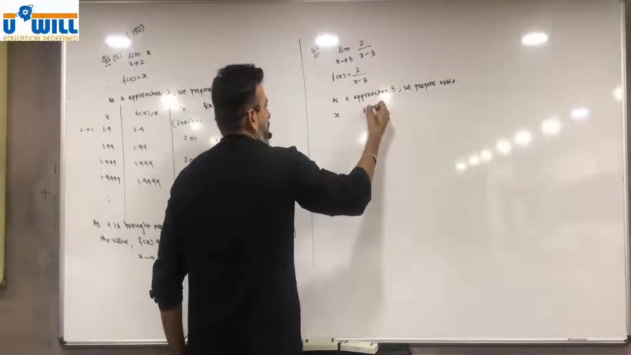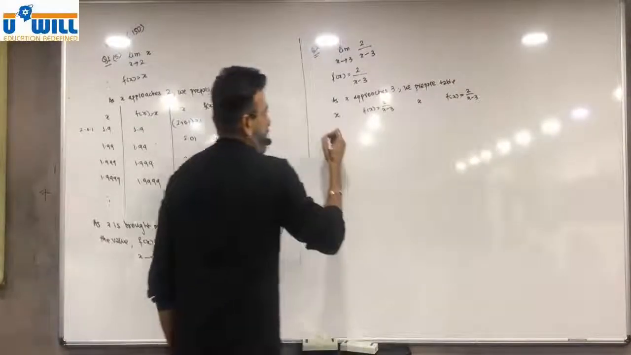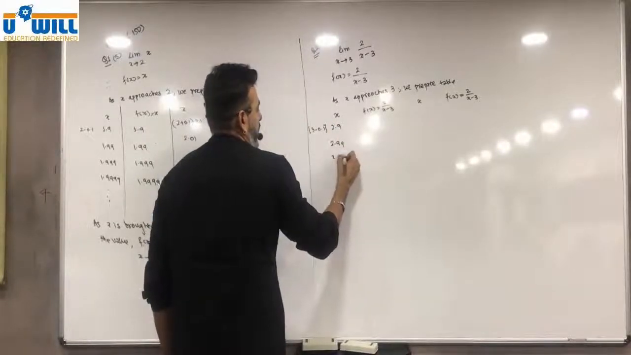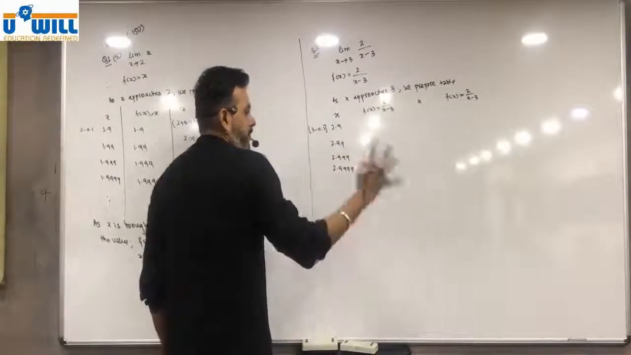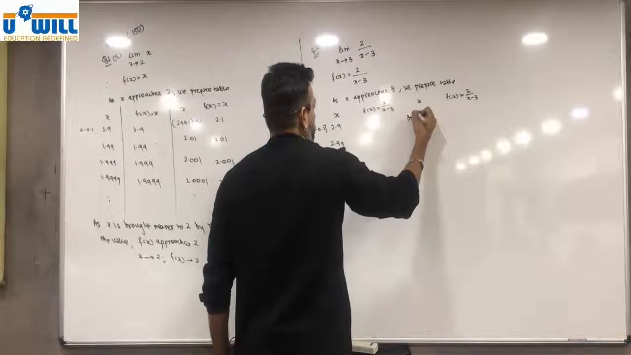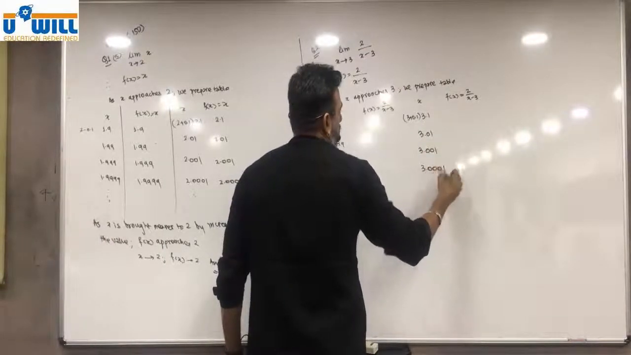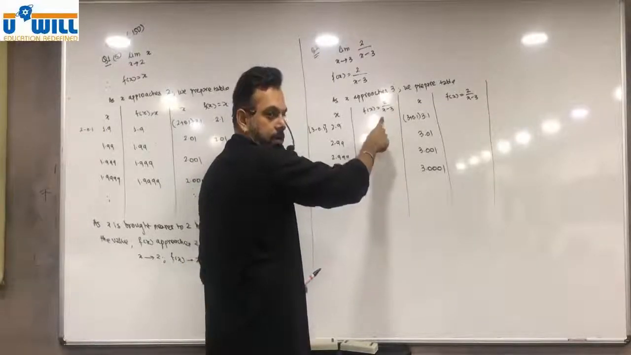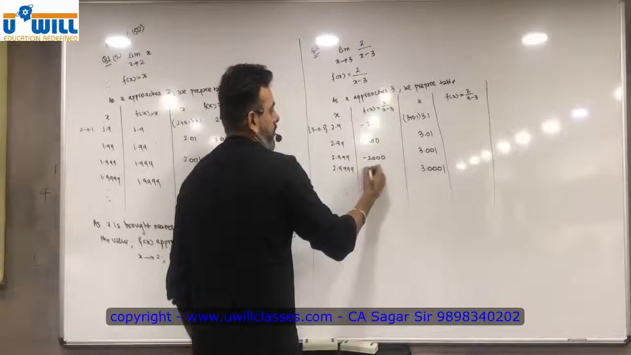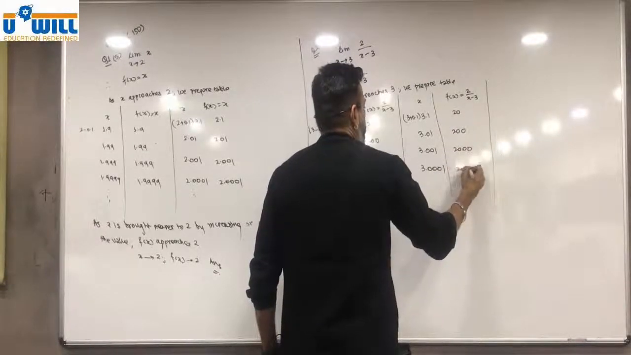X, f of x is equal to 2 upon x minus 3. Now here 3 minus 0.1, so 2.9, 2.99, 2.999, 2.9999. Up to 4 places we will go, like 4 numbers decreasing, 4 numbers increasing. 3 plus 0.1, write in brackets 3.1, 3.01, 3.001, 3.0001. 2.9 minus 3 is minus 0.1. 2 divided by minus 0.1 is minus 20, minus 200, minus 2000, minus 20,000. Over here, positive 20, 200, 2000 and 20,000.